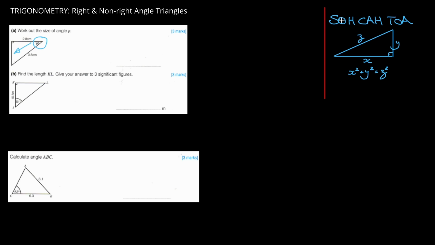So any of the SOHCAHTOA relationships that contain an opposite are out. So SOH is out and so is TOA. So we must be using the cosine relationship. And my recommendation is you write down the cosine relationship based on this angle P. So I can say that cos P is equal to the adjacent over the hypotenuse. This is clearly the hypotenuse because it's opposite the right angle. So this is 2.8 divided by 3.5.